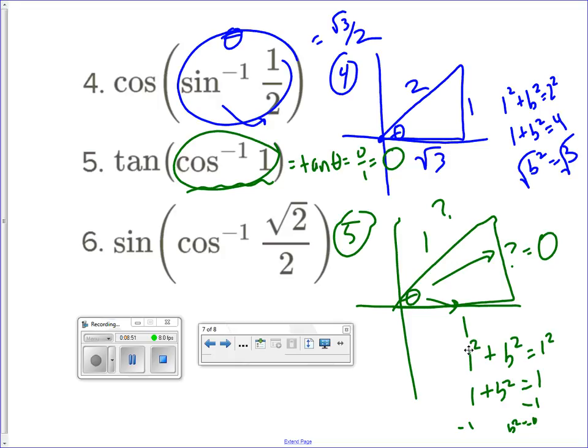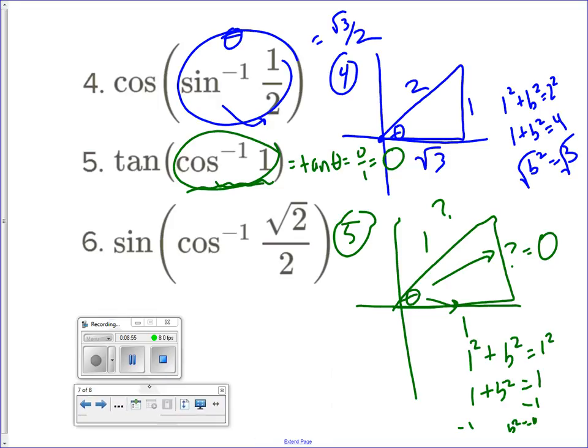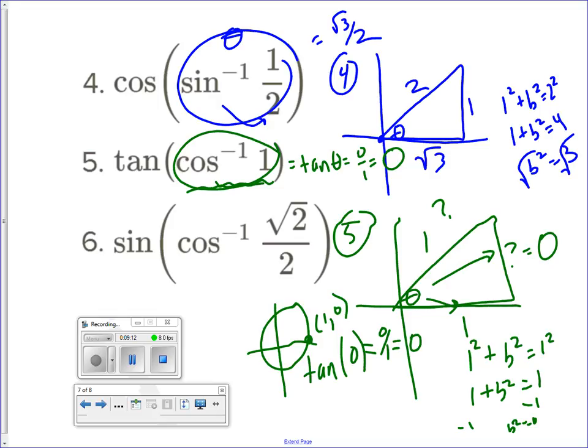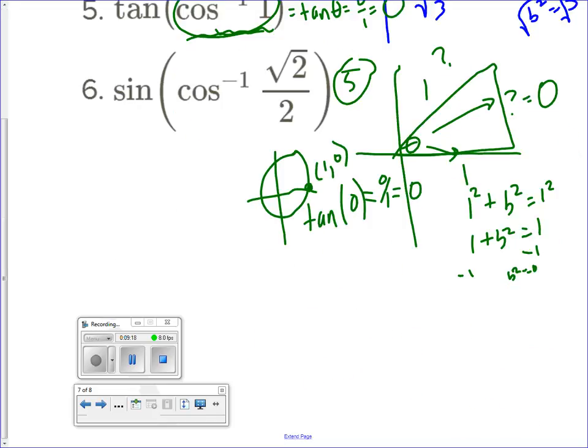If I go to the unit circle and think about what angles have a cosine value of 1, I'll see that it's actually 0 degrees. And so here's another way I could do this. I could look at the unit circle and go, oh, that angle is 0. And the tangent of 0 is sine over cosine, 0. So you can do it with the unit circle or with a triangle, either way. All right, so last one, let's try number 6.